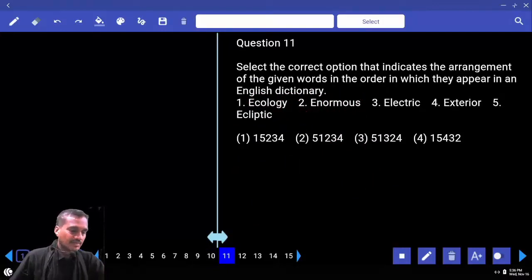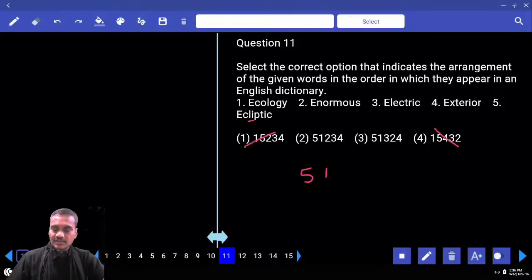Now the 11th one. In this question number 11, we need to arrange them in English dictionary order. First letters are the same, and out of these, L comes first, and then 5 and 1 is the order. These two were ruled out. The next one, 5, 1. Next, L comes next. So 5, 1, 3, that is choice 3, question number 11.